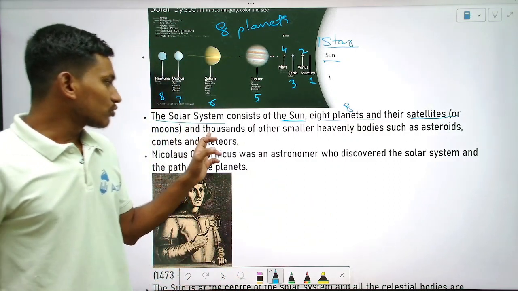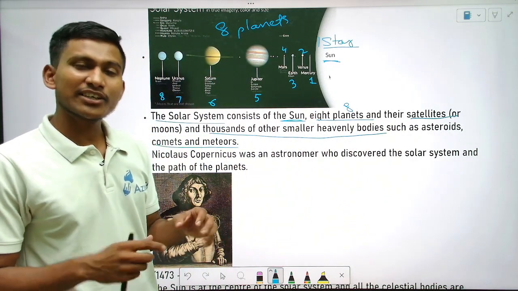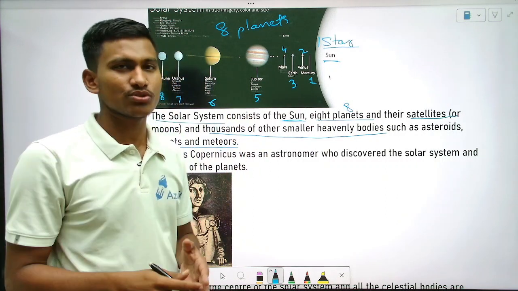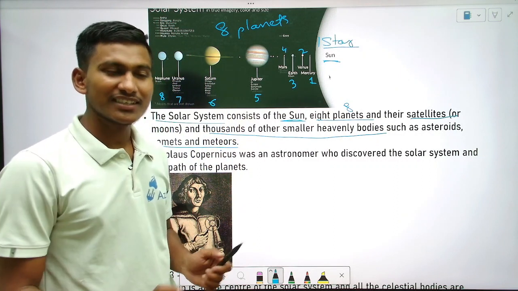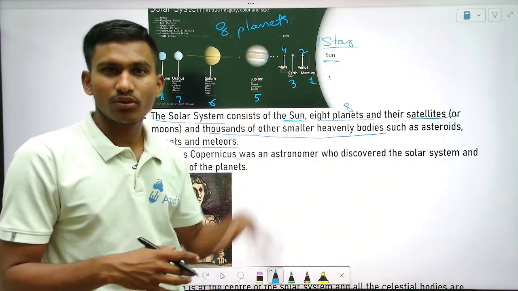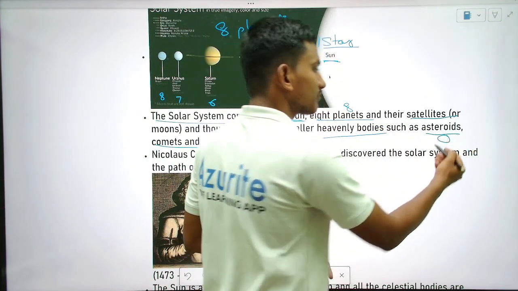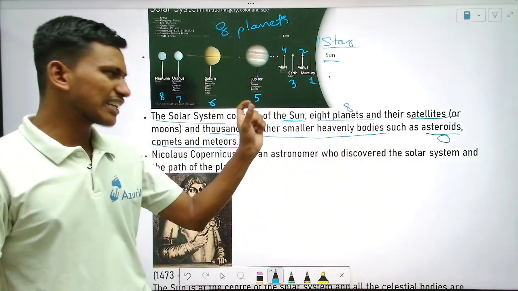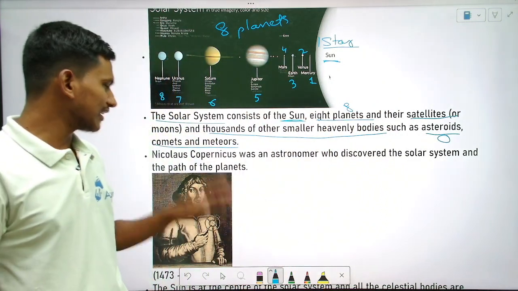So here there are thousands of other smaller heavenly bodies such as asteroids, comets, and meteors, right? You may have seen stars falling from the sky. You may have heard or someone may have told you. That is a meteor shower. And you may have heard that in some place a rock fell from space. That is an asteroid. Asteroids are small rocks. If a body is very small, when it enters the atmosphere it will burn away and there will be nothing. So we will learn about it.